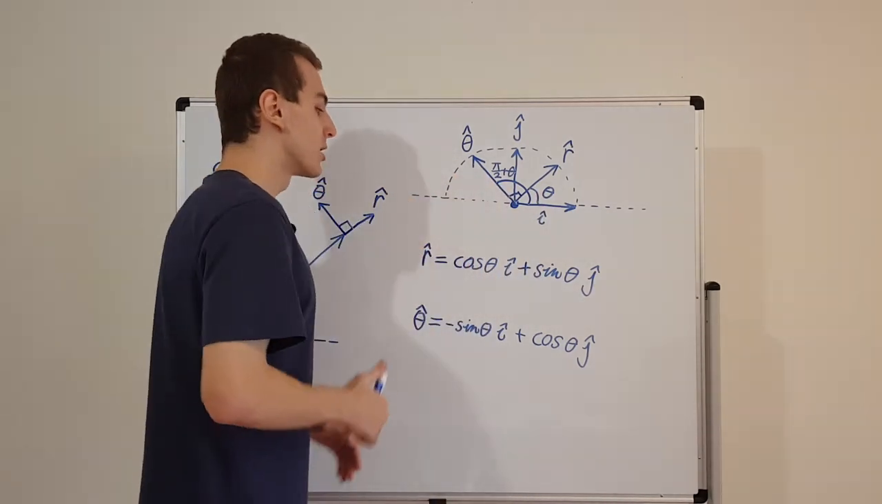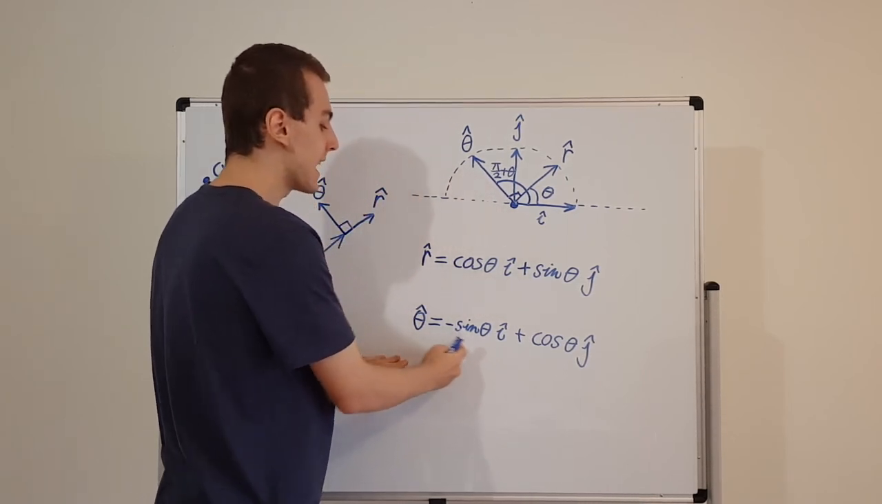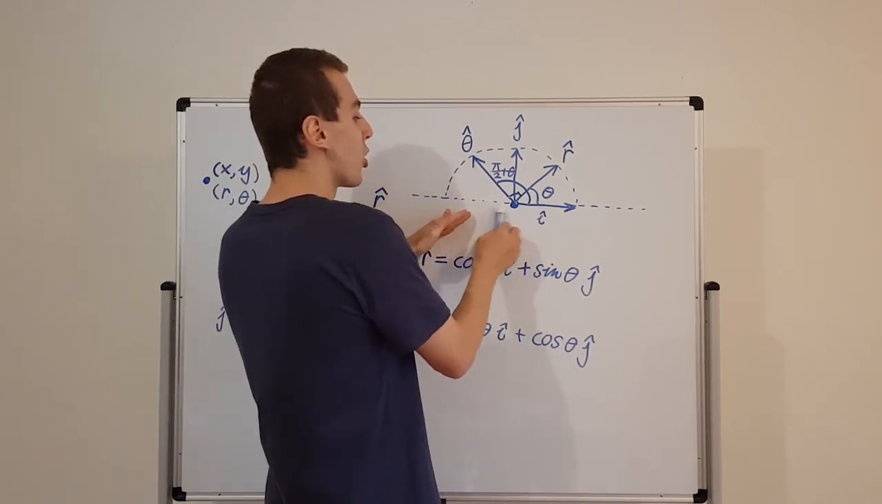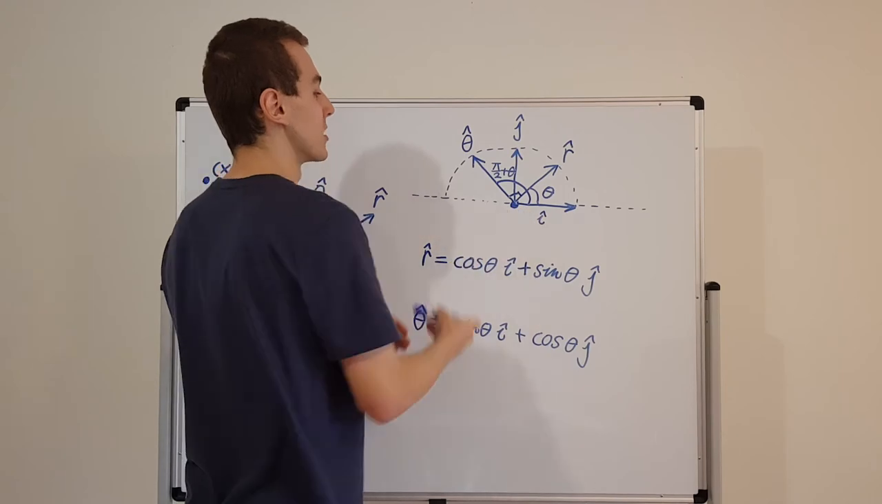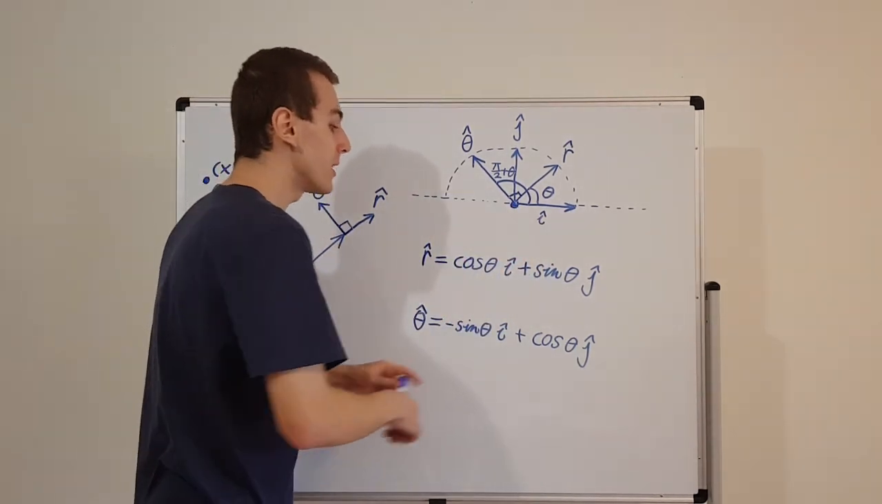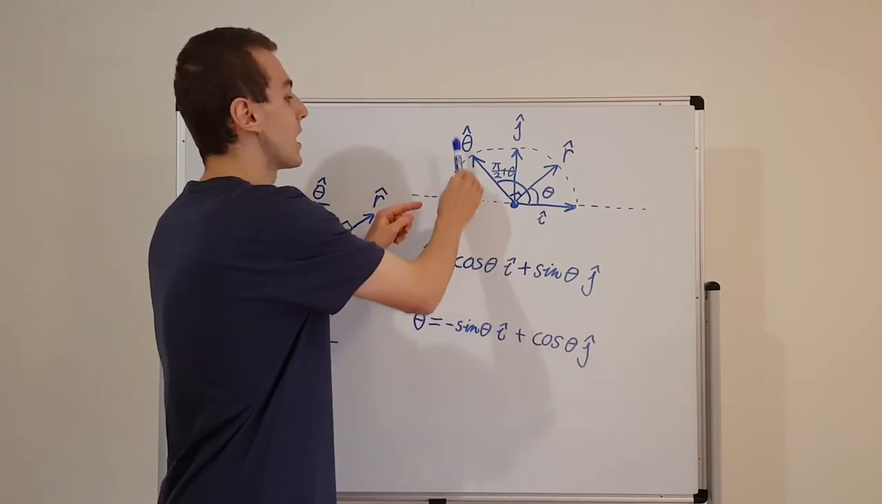But what's important to remember is that this guy over here is now negative. Why is this negative? Why is this minus sign? Why isn't it a plus sign? Well, if you look over here, the horizontal component of theta-hat is in the leftward direction. So it is negative. This is a negative horizontal component. But this guy is still positive. So positive cosine theta, that is this upward direction.